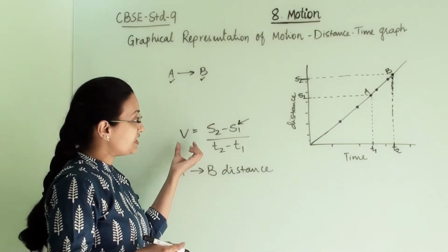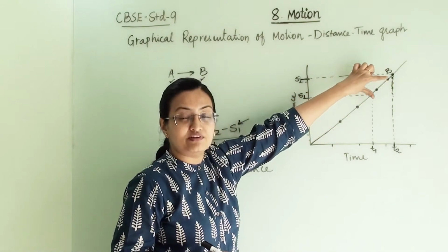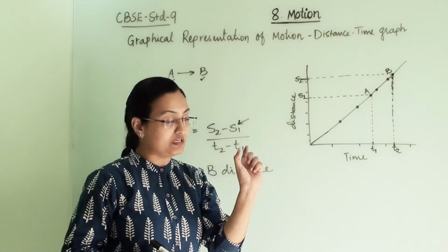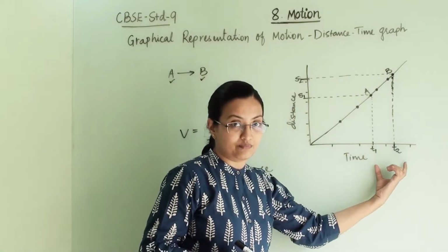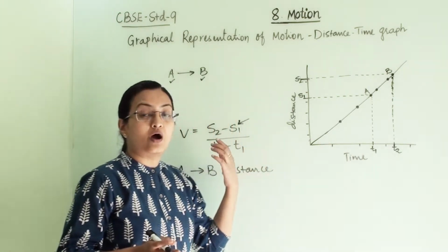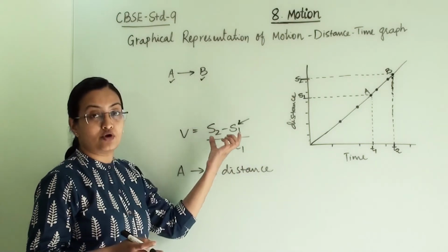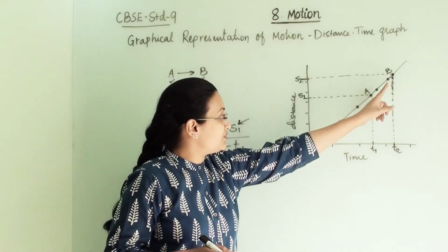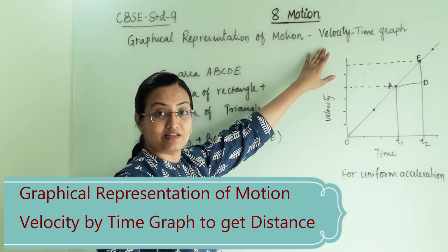So to find out speed when we are plotting our graph like this, for this patch we will find out the speed. To cover this much distance from A to B, we have taken time from T1 to T2. That much time we have covered, and that tells us how much speed we had at that moment. So distance by time graph will give us speed, and this graph represents uniform speed.